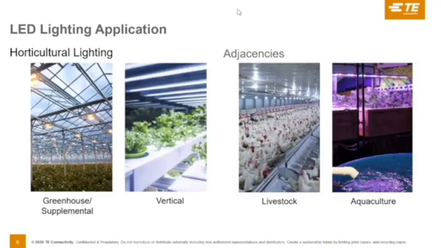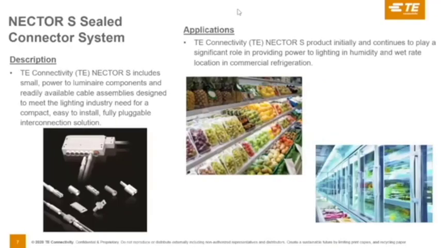interconnects would be required. Now, TE has had an entry into what would be considered a high humidity or wet rated location when it comes to lighting of commercial refrigeration. And this is one that we probably also take for granted. When we visit the grocery store, we see that a number of the produce is in what we call open air containers, and then there are also some behind closed doors.